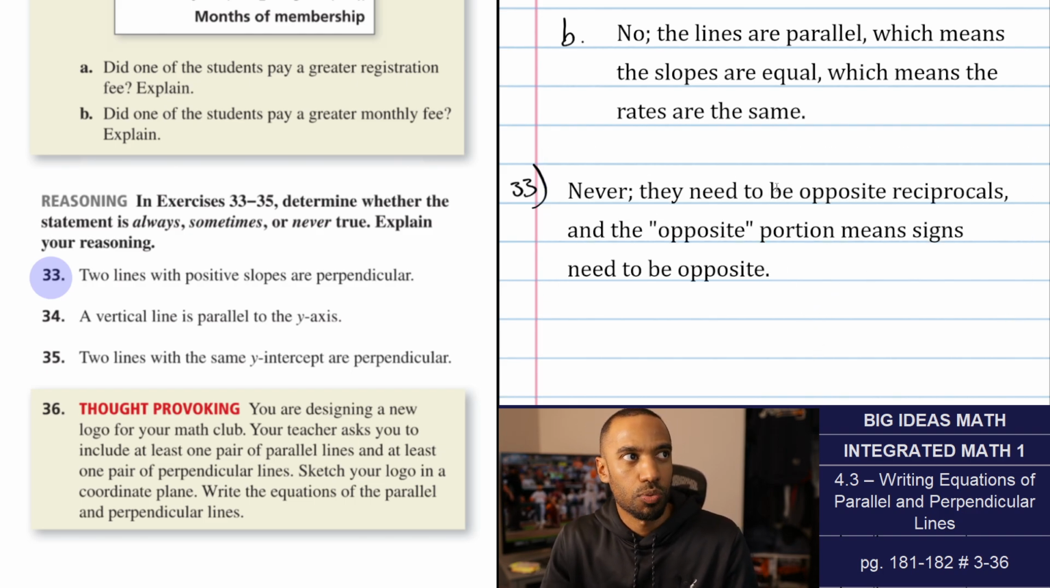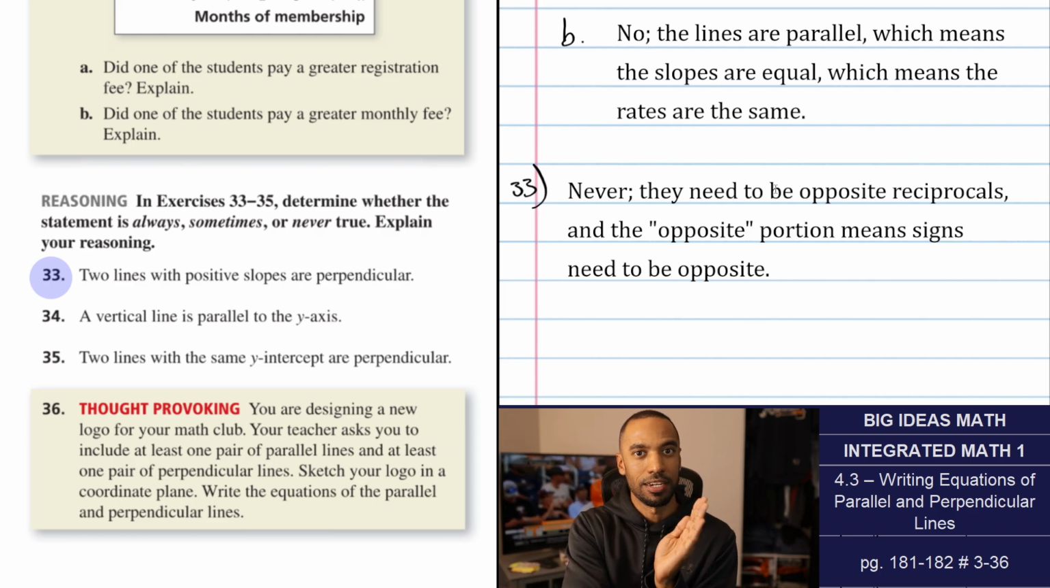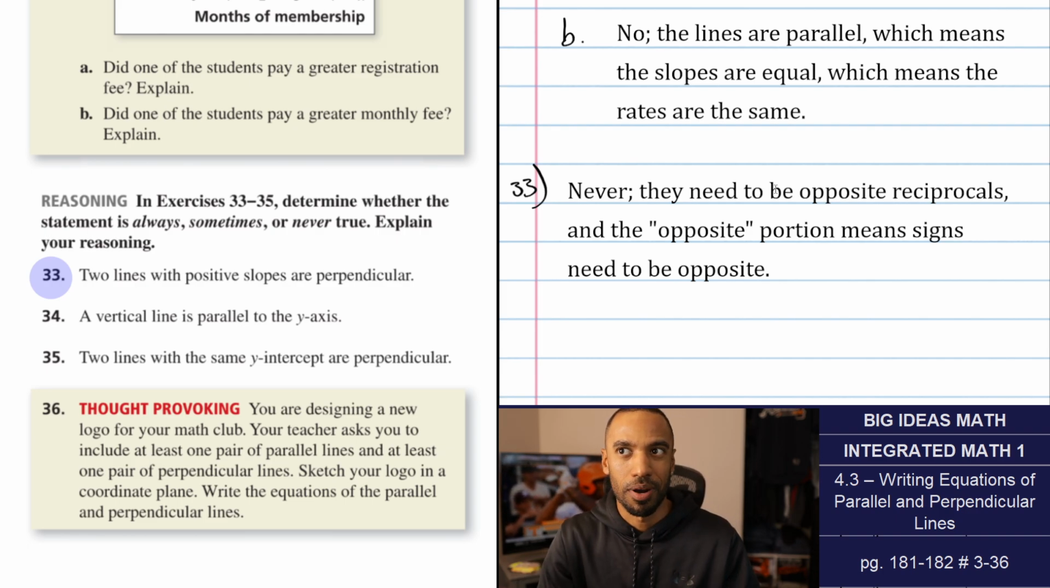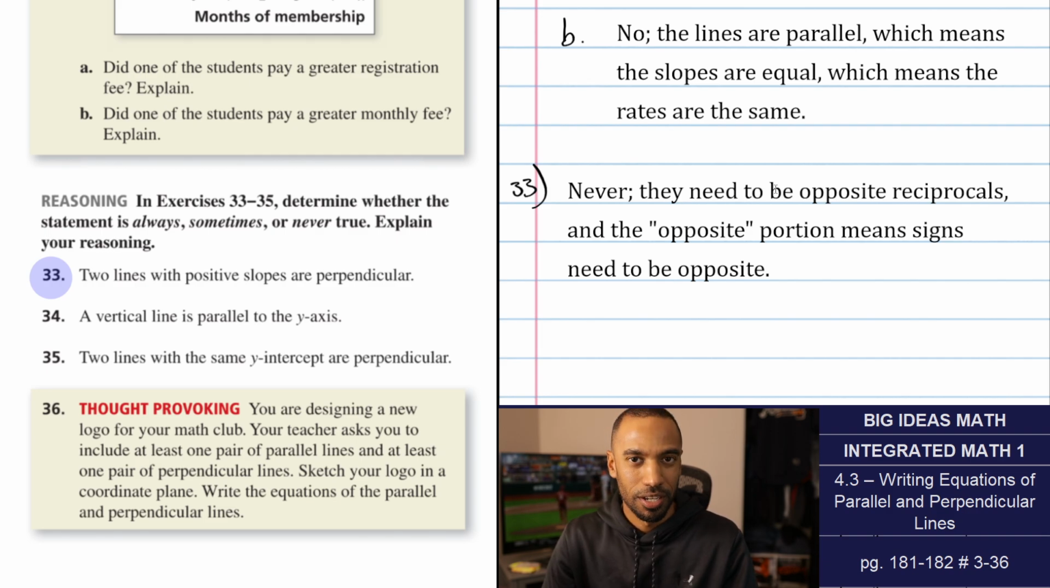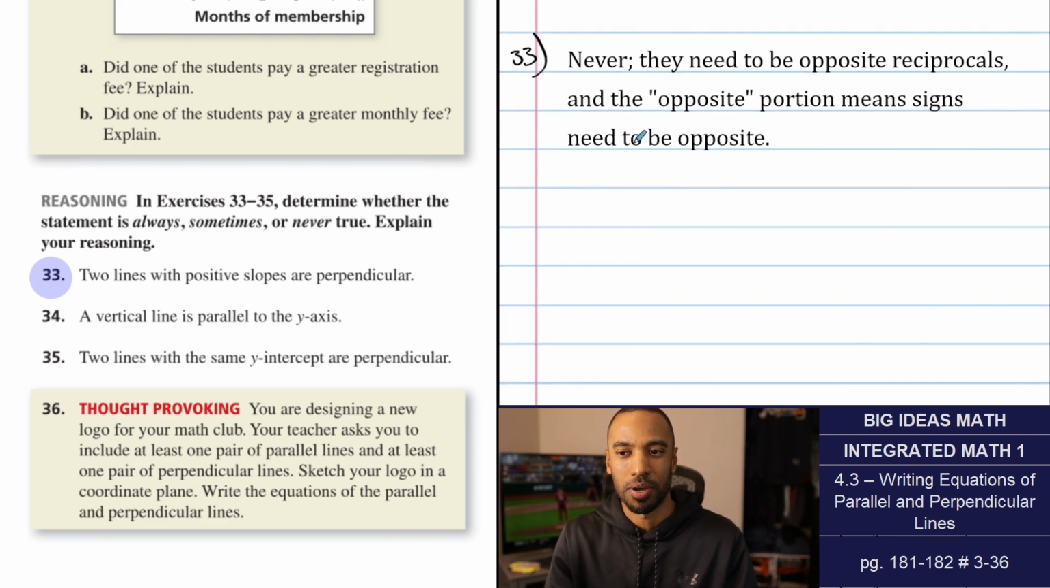Now, if you make a case where, well, Mr. Robinson, what if they're both positive if I did 0 and undefined? Because those aren't negative. Well, you're right, they're not negative, but 0 is not positive and undefined is not a number. 0 is neutral and undefined, right? And plus, they're talking about slopes, so we're not talking about those anyway.